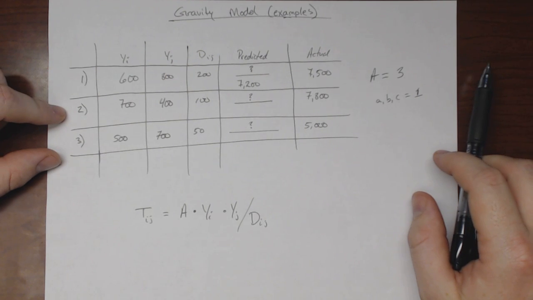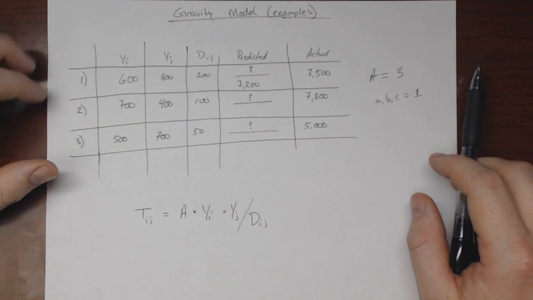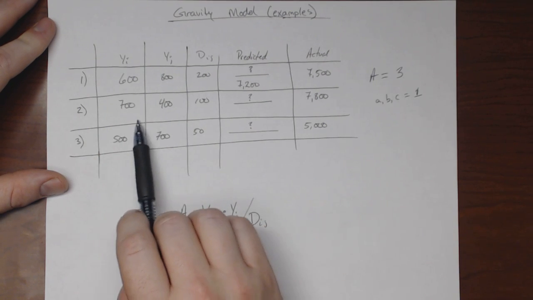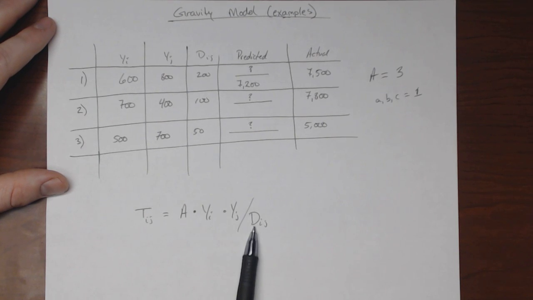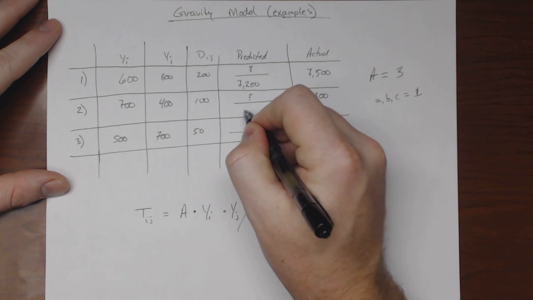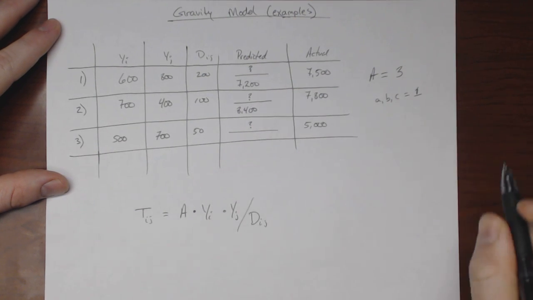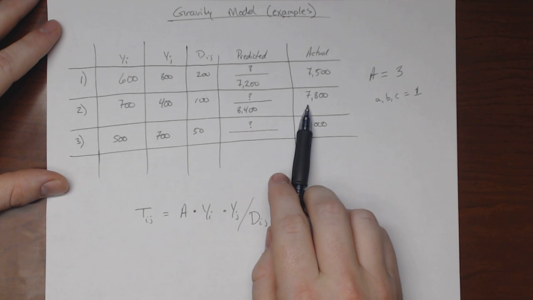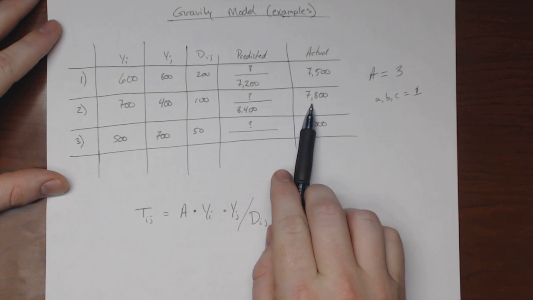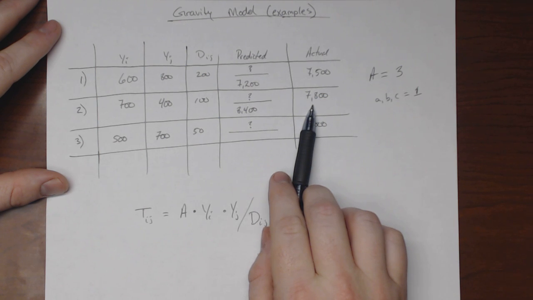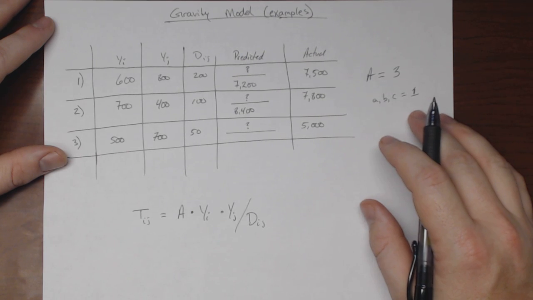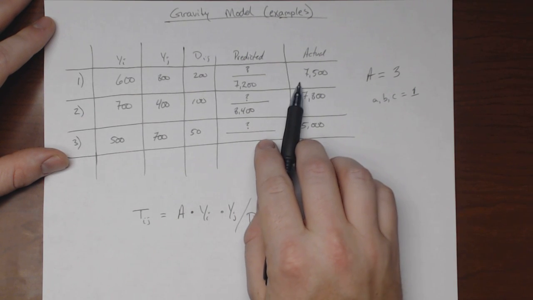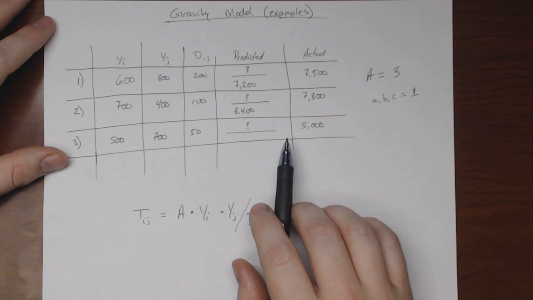Let's do scenario number 2 between two other countries who are closer and have different GDPs. So 3 times 700 times 400 divided by 100. That is going to be equal to 8,400, which is not too far off from this 7,800. It's only off by 600, which is not too bad. It's not particularly great, certainly not as good as being within 300, but it's still not terrible.